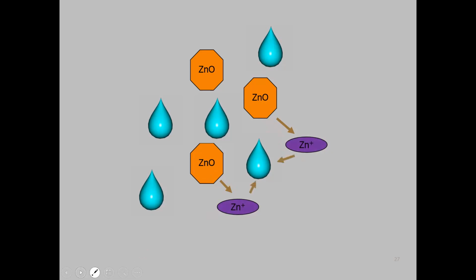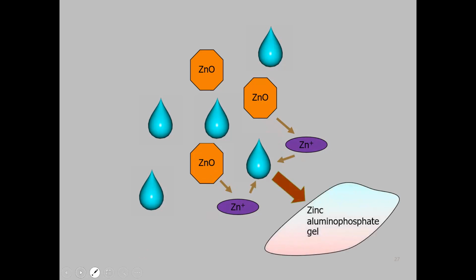Now this combines with the phosphoric acid which is there to form zinc aluminophosphate gel. So where will this gel be? This gel will be surrounding the unused zinc oxide particles. So these unused or unreacted zinc oxide particles will be surrounded by the zinc aluminophosphate gel. Now in this process, there is liberation of heat. That means the reaction is exothermic.